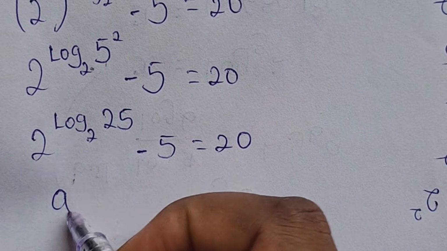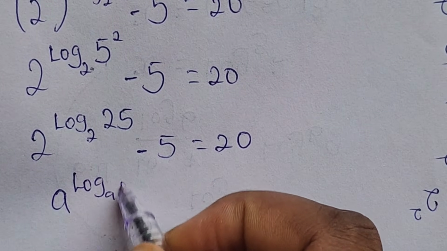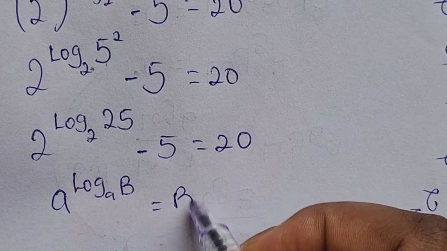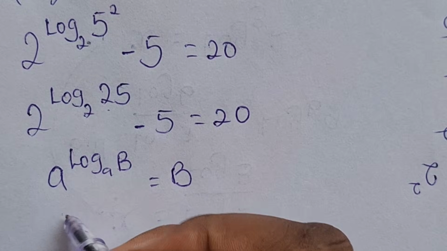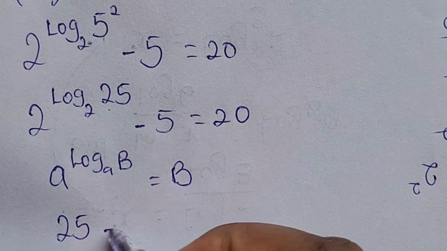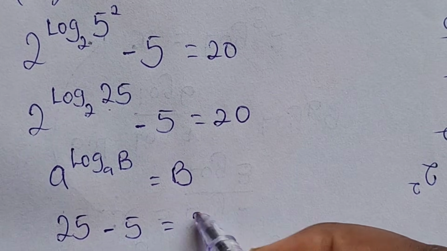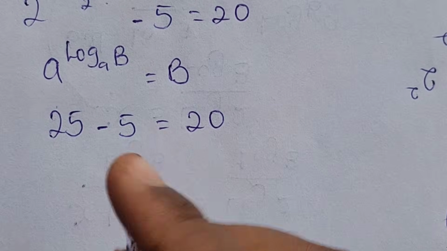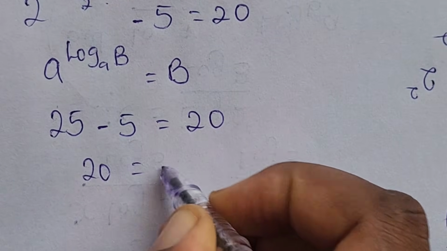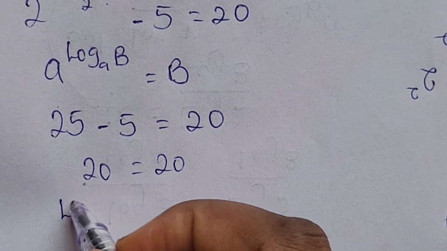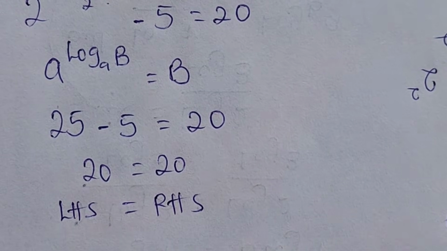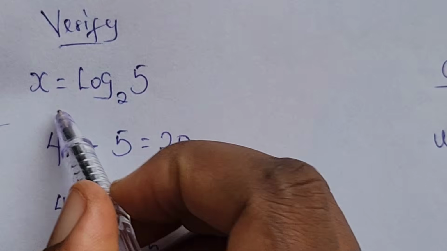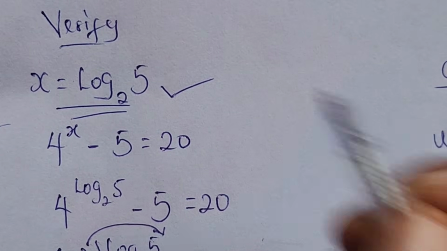So when we have a to the power of log to base a of b, our answer is equal to b. So this will become 25. We have 25 minus 5 is equal to 20. So when we subtract, we have that 20 is equal to 20. So our left hand side equals our right hand side. So our value for x is this.